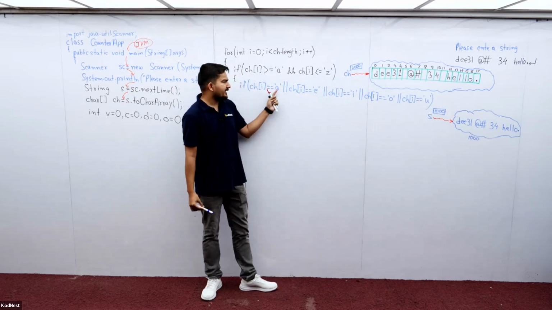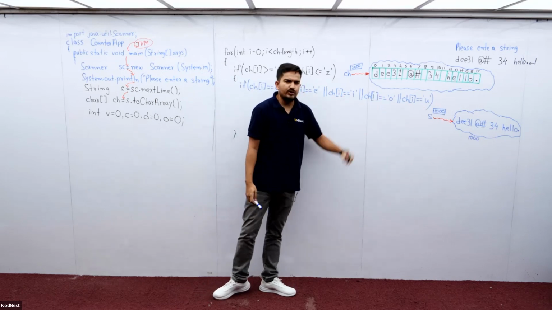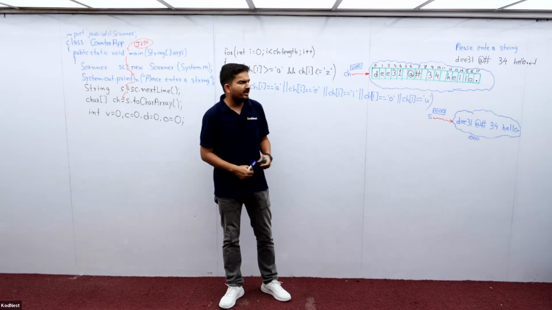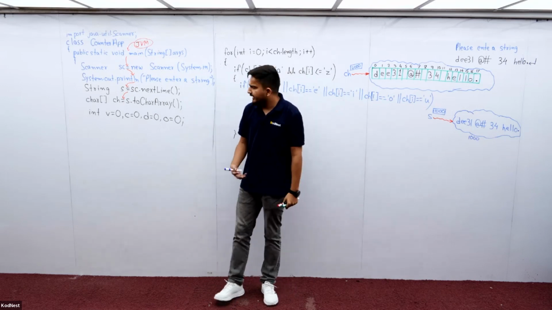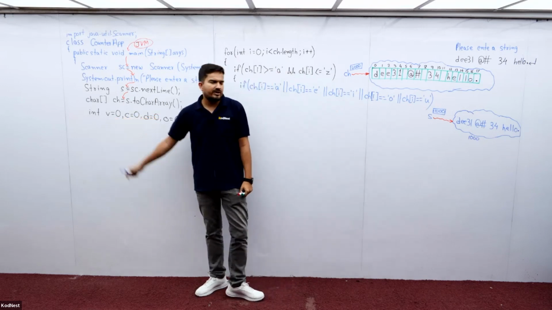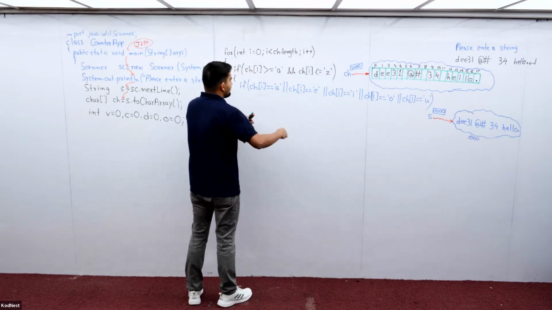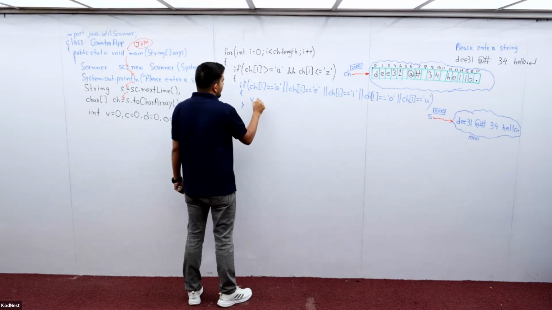If any of these conditions are true, meaning that if the current character happens to be A or E or I or O or U, if any of these 5 conditions are true, what will we consider? We will consider that the current character happens to be a vowel. If the current character happens to be a vowel, we will increase the counter variable for the V. So if this happens to be the case, what we are going to do is, we are going to say V plus plus.